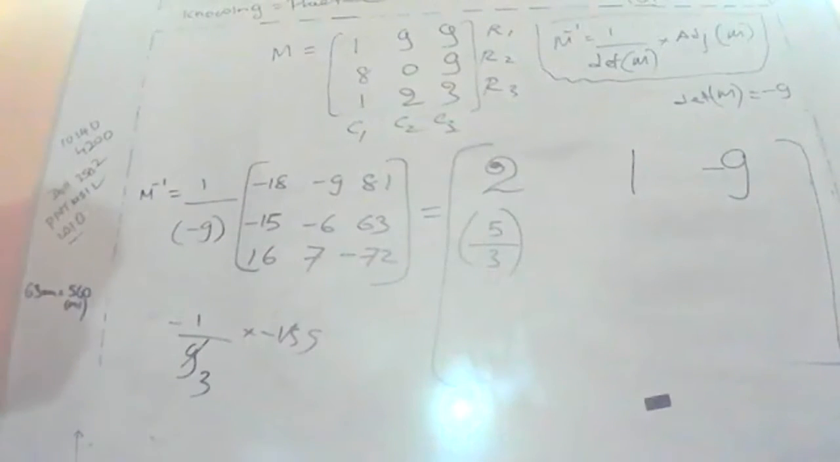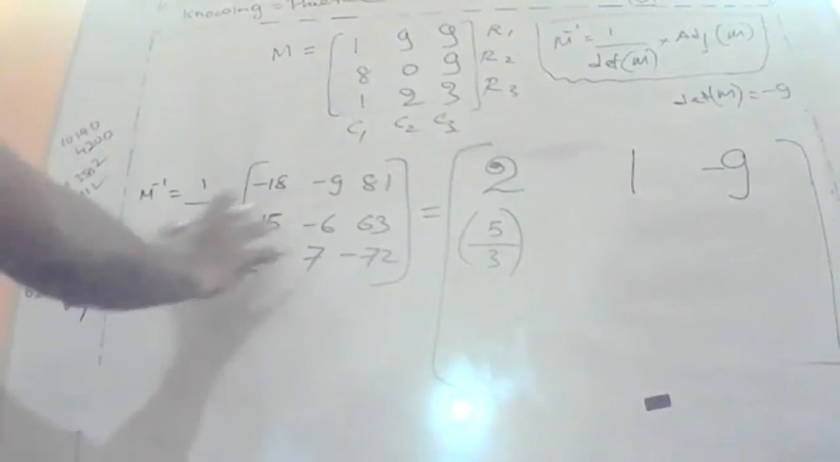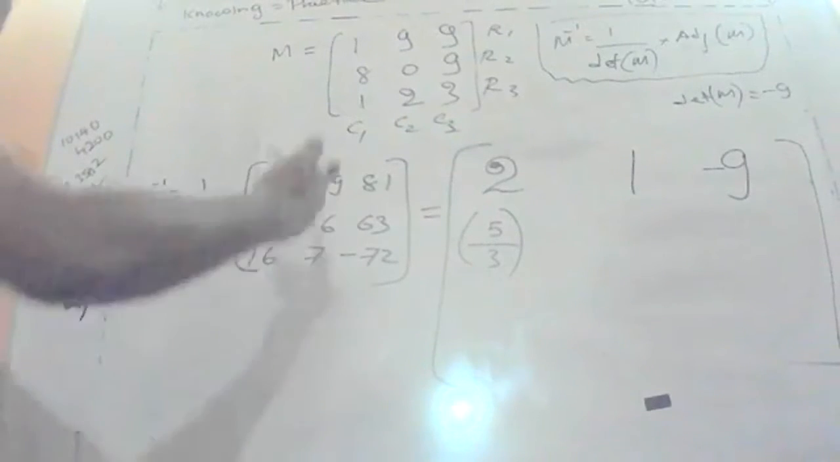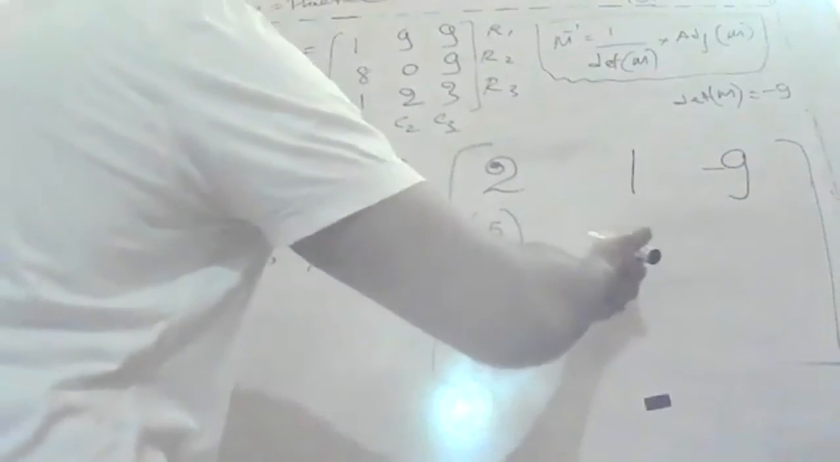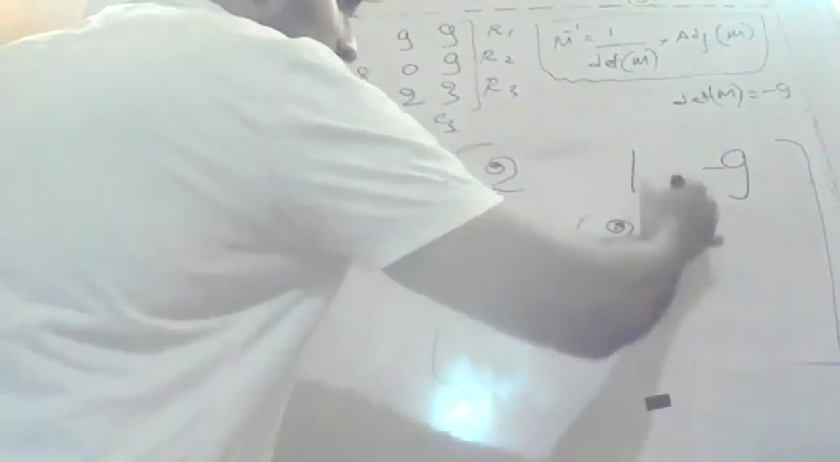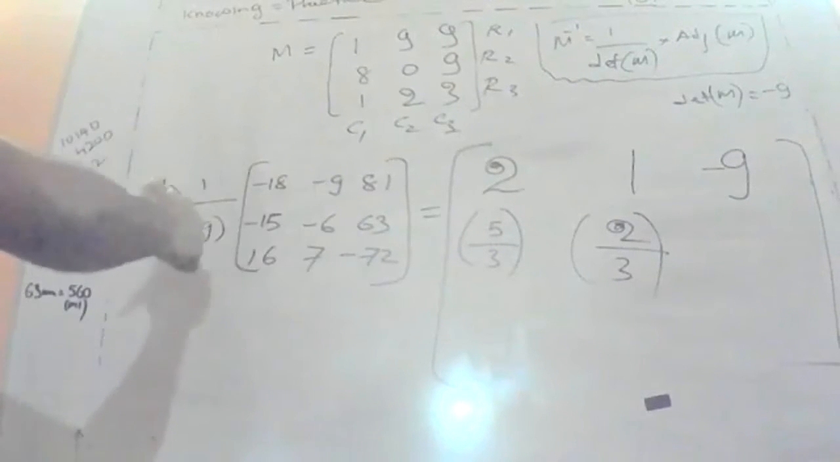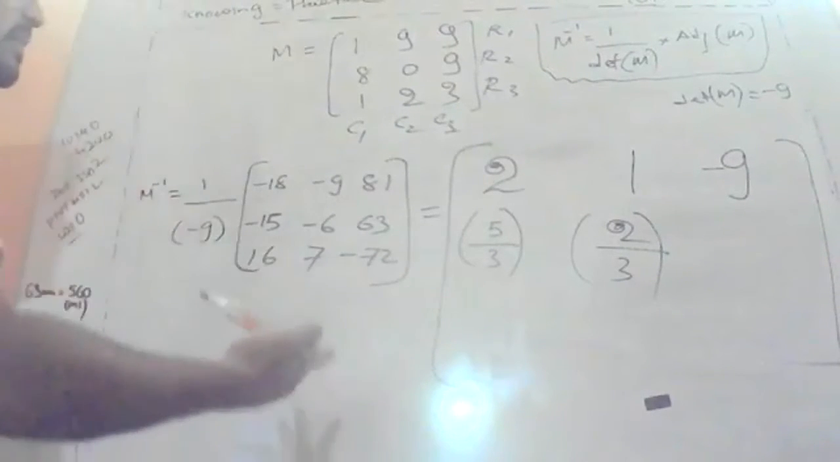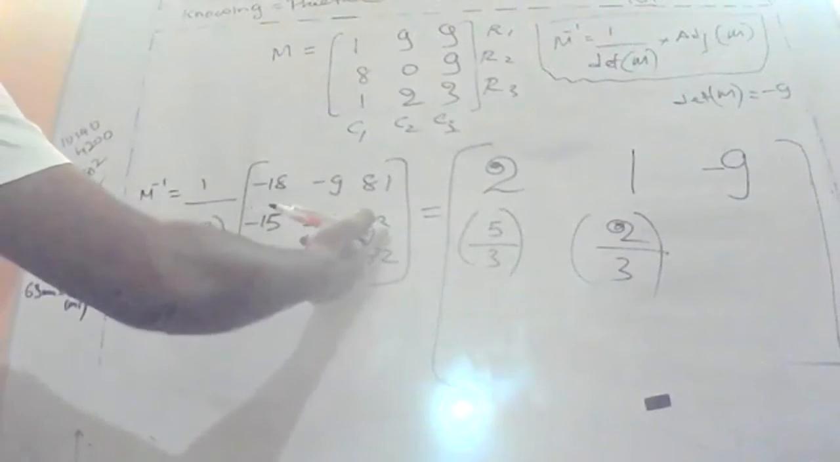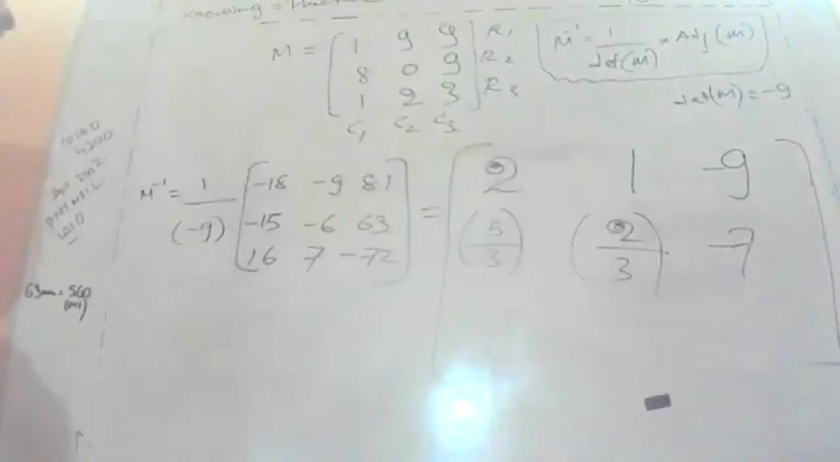Okay, right. And here it is negative, negative, positive. 6 divided by 9 means 2, 3 into 2, 3 into 3. 2 divided by 3. 63, 9. I think 9 times 7 is 63, but here according to the coefficient it is negative 7.